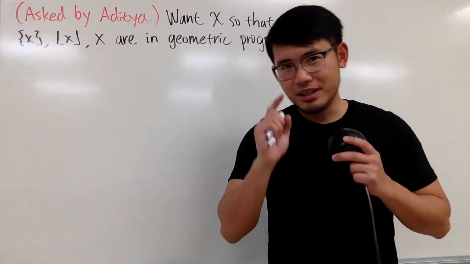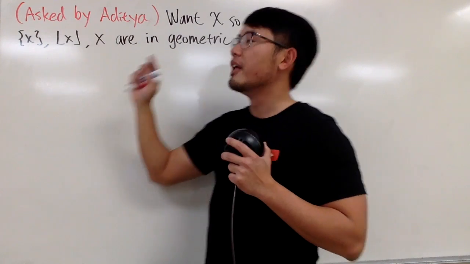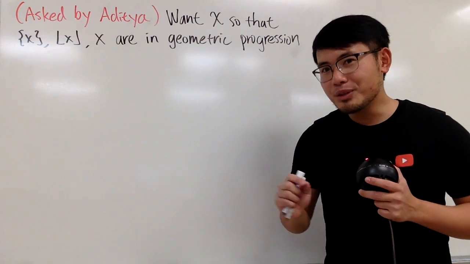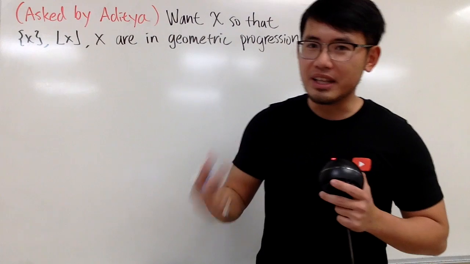Okay, Aditya, this right here is for you. We are going to find x so that the fractional part of x, the floor of x, and x are in geometric progression. Before we start though, we will need to have a convention on what the fractional part of x is when x is a negative number.